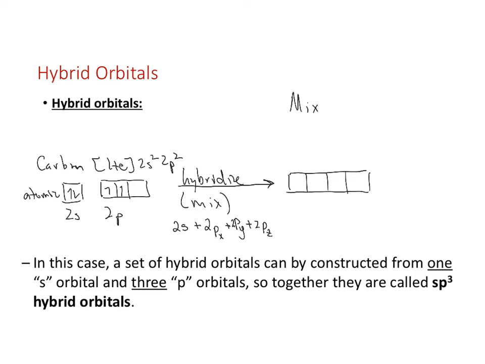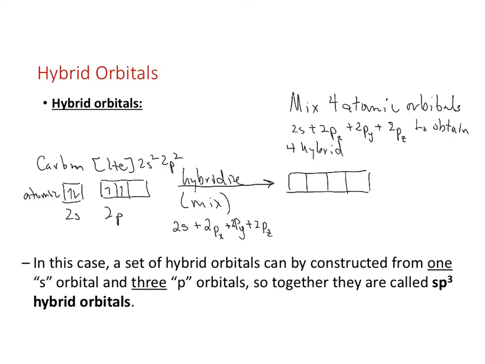So I mix 4 atomic orbitals, my 2s plus each of the 2p orbitals, 2px, 2py, and 2pz, to obtain 4 hybrid orbitals that are all sp3. So these are no longer s orbitals, they're no longer p orbitals, they are sp3 orbitals.